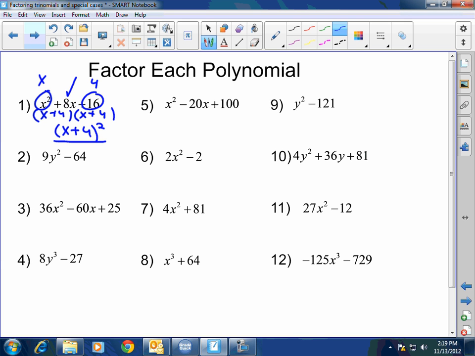Number 2. There's a difference of squares. It's going to be 3y plus 8 times 3y minus 8.